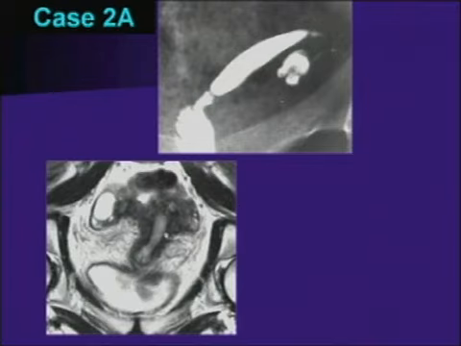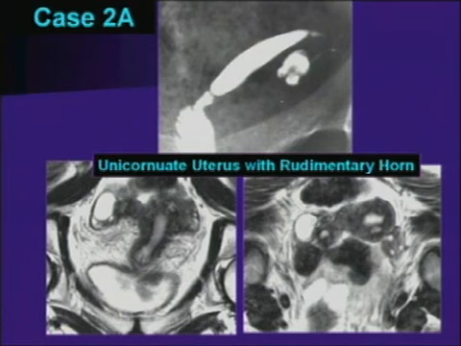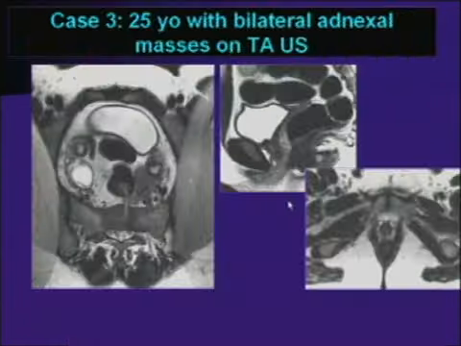We do see a unicornuate uterus, but there is an exophytic mass projecting off the uterus here, extending towards the right into the broad ligament region. Here's the normal right adnexa, right ovary rather. And on the axial views of the uterus, you can actually see that this looks like a small uterine horn, and it's actually a rudimentary horn that is not communicating. And this becomes important in terms of the surgical management, because when you have a non-communicating rudimentary horn, it may require surgical intervention because it can get obstructed and cause problems.